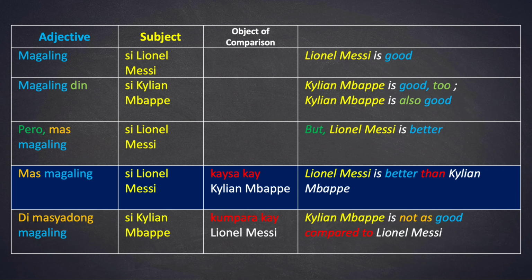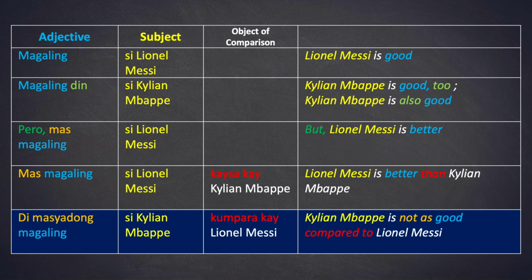Lionel Messi is better than Kylian Mbappe. Di masyadong magaling si Kylian Mbappe kumpara kay Lionel Messi. Kylian Mbappe is not as good compared to Lionel Messi.